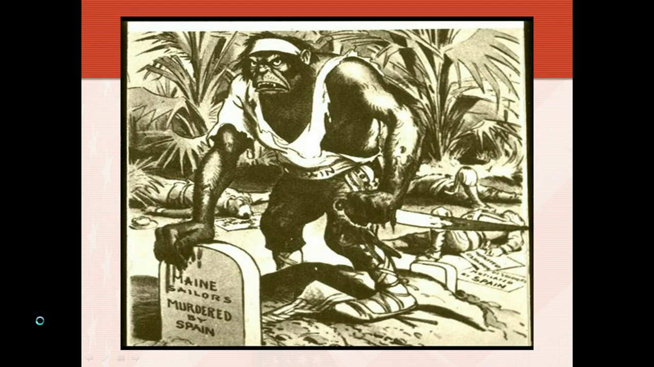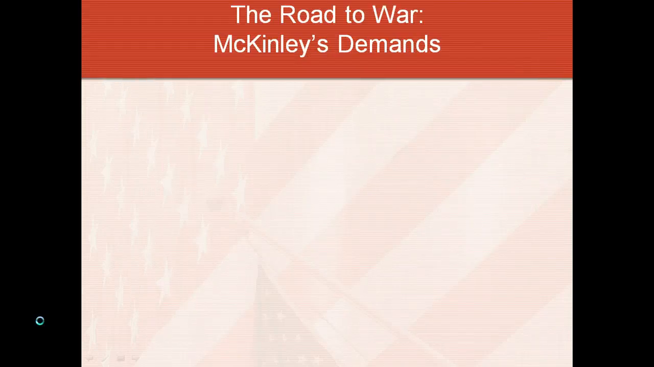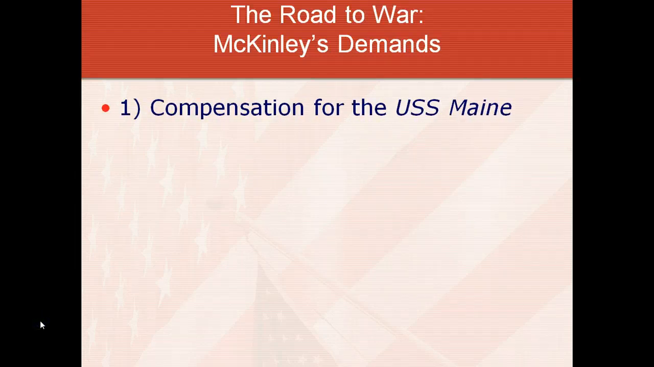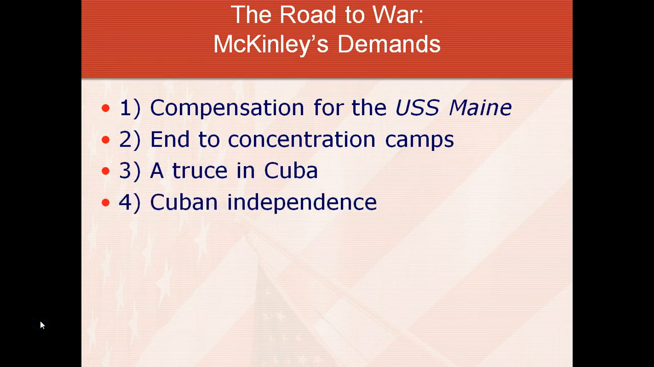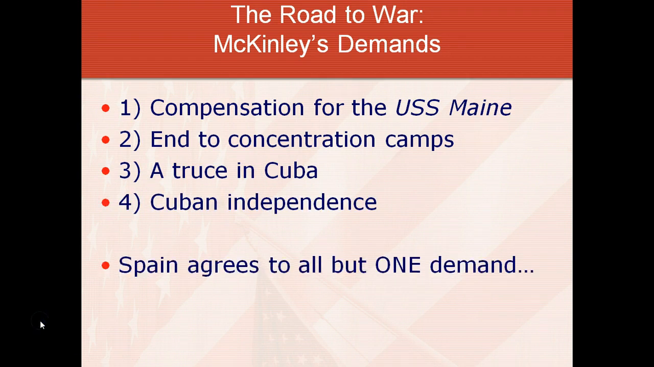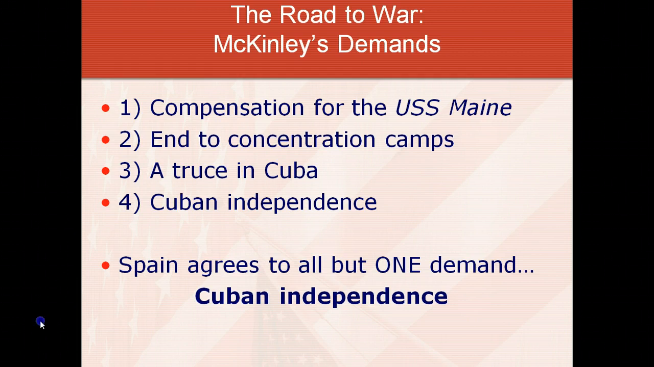Once again, the sensational yellow journalism of the time painted Spain as the murderous villain with the blood of U.S. sailors on her hands, despite the fact that an investigation had never been conducted. With the public crying, "Remember the Maine, to hell with Spain," President McKinley felt that he had no choice but to present an ultimatum to the Spanish. His demands were that we wanted compensation for the destruction of the USS Maine, an end to the concentration camps in Cuba, a truce in Cuba, and Cuban independence. The Spanish agreed to all but one, Cuban independence. Since an ultimatum is an all or nothing proposition, the U.S. was ready to officially declare war on Spain.